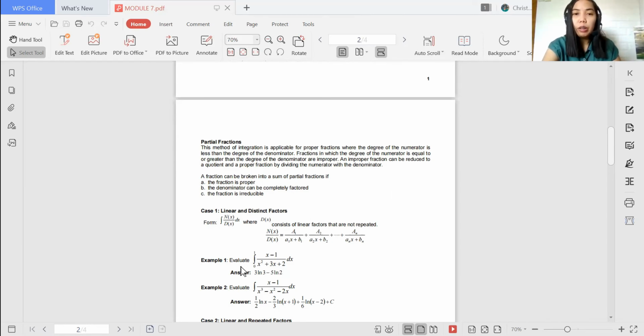Okay? So for number one, evaluate the integral of x minus 1 over x squared plus 3x plus 2 dx from 0 to 1. So let's use the whiteboard for this example.